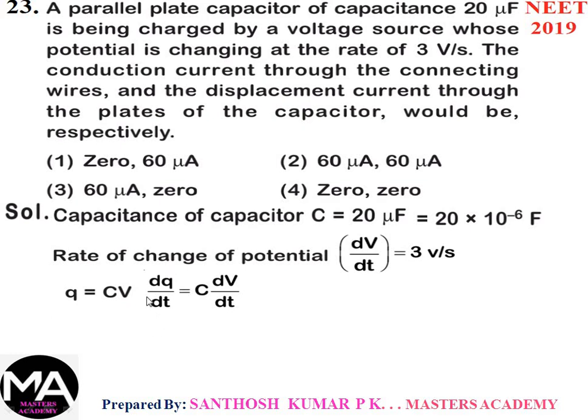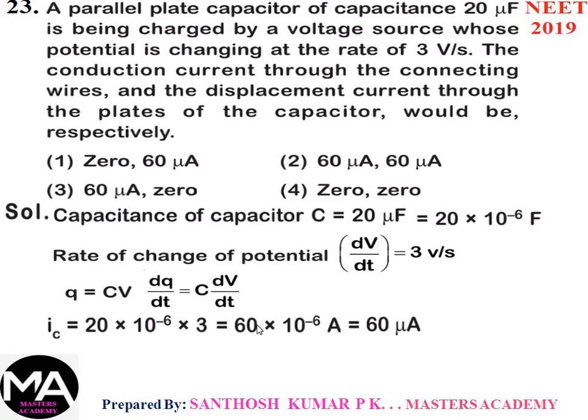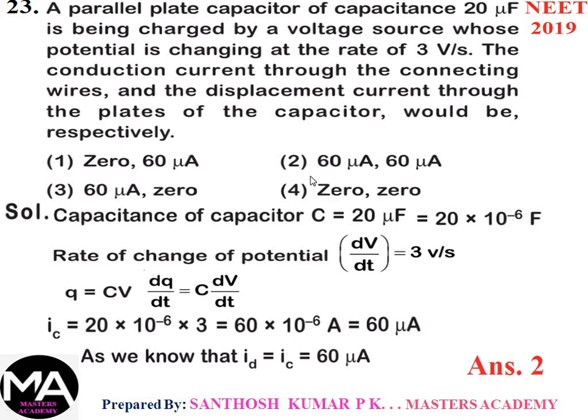dQ by dt is nothing but the current. So, I is equal to C, 20 into 10 raised to minus 6, into 3, which is 60 into 10 raised to minus 6 ampere. That is 60 microampere. It is the conduction current. And we know that the conduction current and displacement current in the case of a capacitor are the same. Therefore, it is also 60 microampere. So, the option is the second one, 60 microampere and 60 microampere.